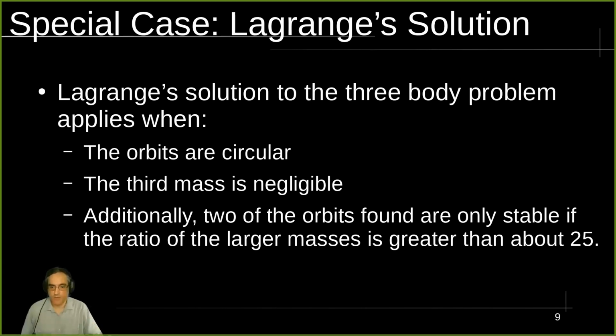It appears all the orbits are assumed circular for this, and it's also assumed that the third mass is negligible. It does turn out that two of the Lagrange solutions only really apply if the mass ratio between the heavy masses is sufficiently large, and that ratio appears to be somewhere around 25. The special cases essentially amount to when the three masses make a straight line and remain in a straight line throughout the entire orbit, and when the orbits of the three masses fall on an equilateral triangle.